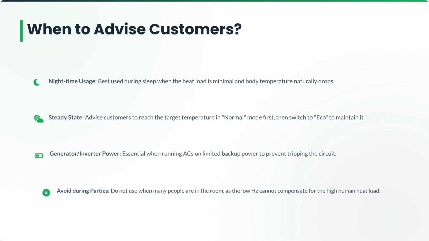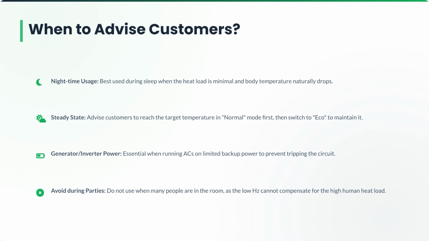Advise customers to use Eco Mode for nighttime cooling and maintaining a steady state after initial cooling. It is also essential when running ACs on backup power. Avoid using it during periods of high heat load, like parties.